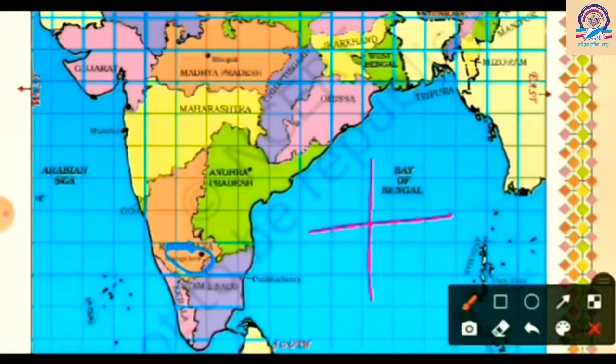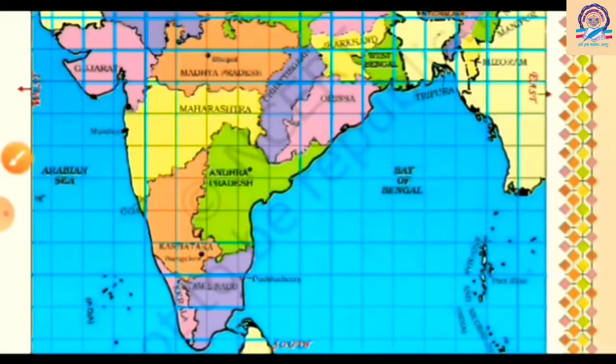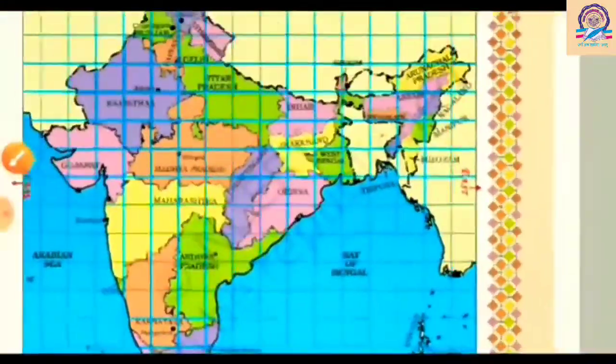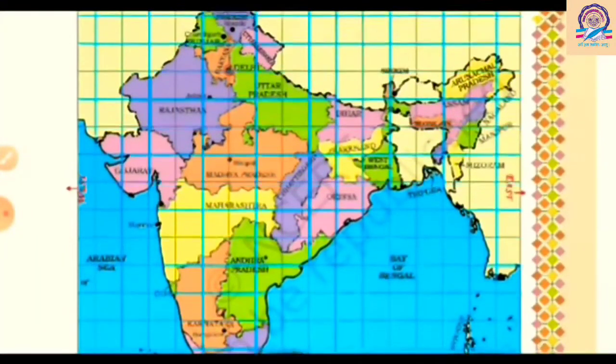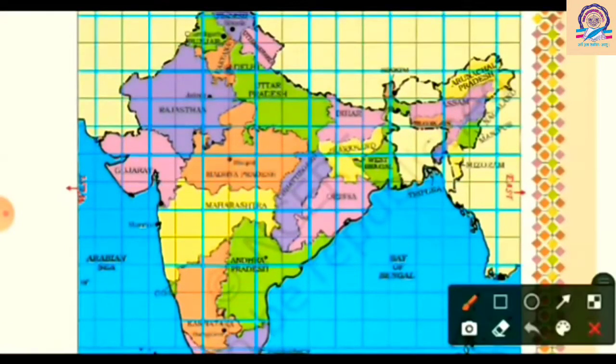If any map is given, the top or upward direction is north, and on the right it is always east, and opposite to that it is west, and at the bottom of the map is always the south direction. So the Karnataka team starts from where? It starts from Bangalore and moves in the north direction, that is, the upward direction or the top direction.